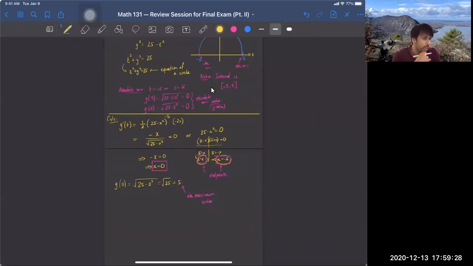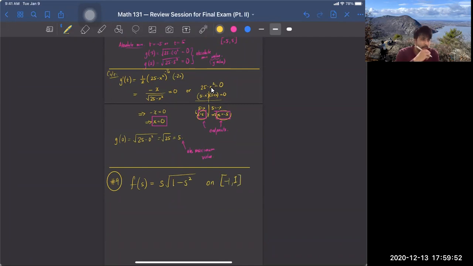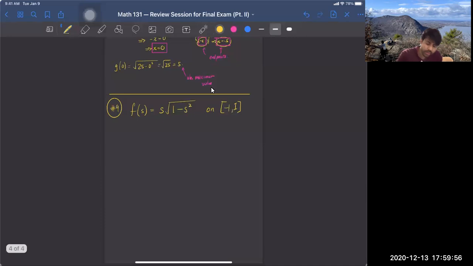Okay, and then Coco says, let's do one on number 9 on the same section. So let's see how this is going to work out. So number 9, same section here, absolute max and min. This is f of s is equal to s square root of 1 minus s squared, and I have a defined interval, as most of them will have, right? So what's the first thing I have to do?